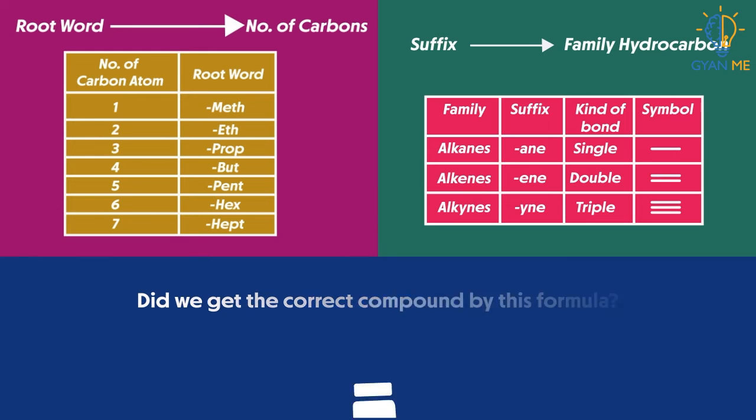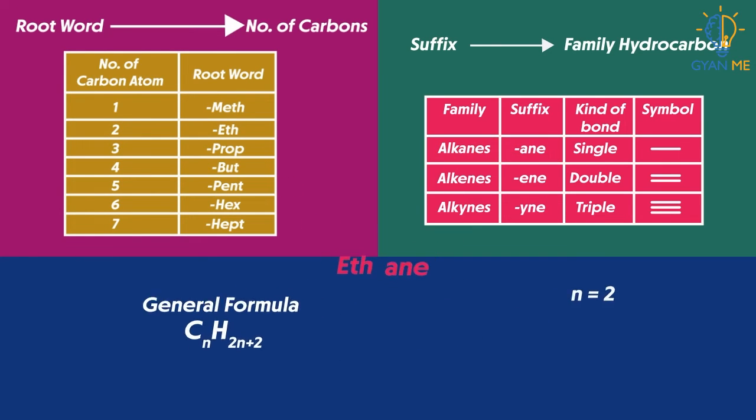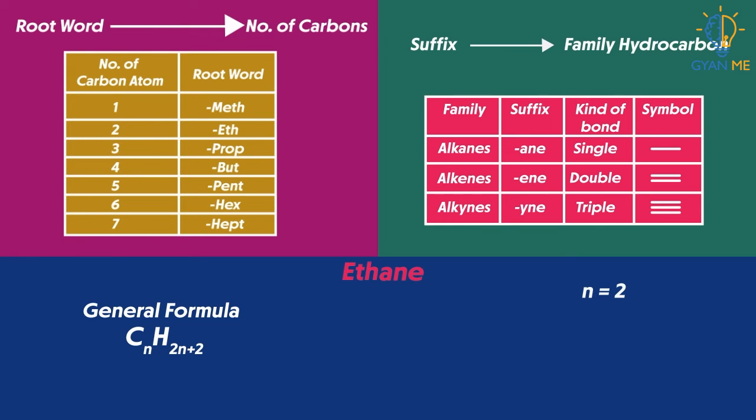Yes, we did. So in the general formula CnH2n+2 of alkane, now let us take n equal to 2. So the compound will have 2 carbon atoms bonded by a single covalent bond. And the root word for this compound would be eth and suffix ane, as it belongs to the alkane family, which makes the compound name ethane. Thus, the alkane compound containing 2 carbon atoms is ethane, isn't it? Yes.